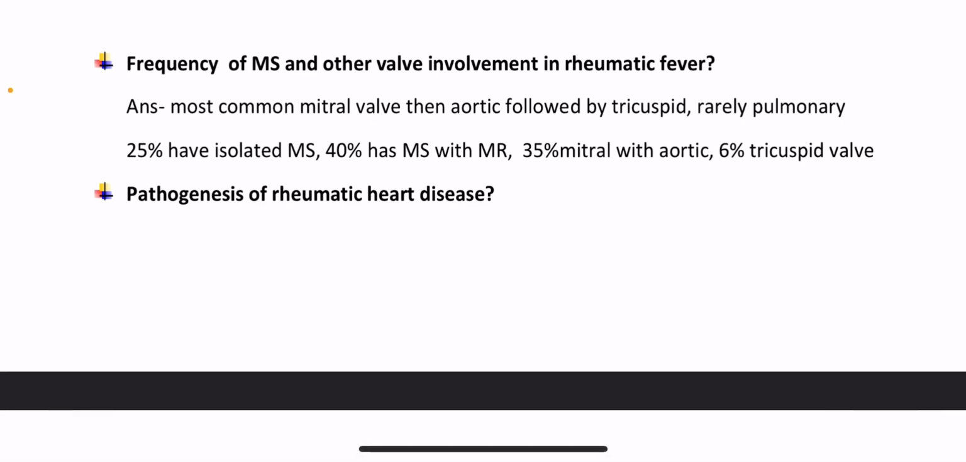Frequency of mitral stenosis and other valve involvement in rheumatic fever. Most commonly the mitral valve, then aortic, followed by tricuspid, rarely pulmonary. 25% have isolated MS. 40% have MS with MR. 35% have mitral with aortic. 6% tricuspid valve. Pathogenesis of rheumatic heart disease.